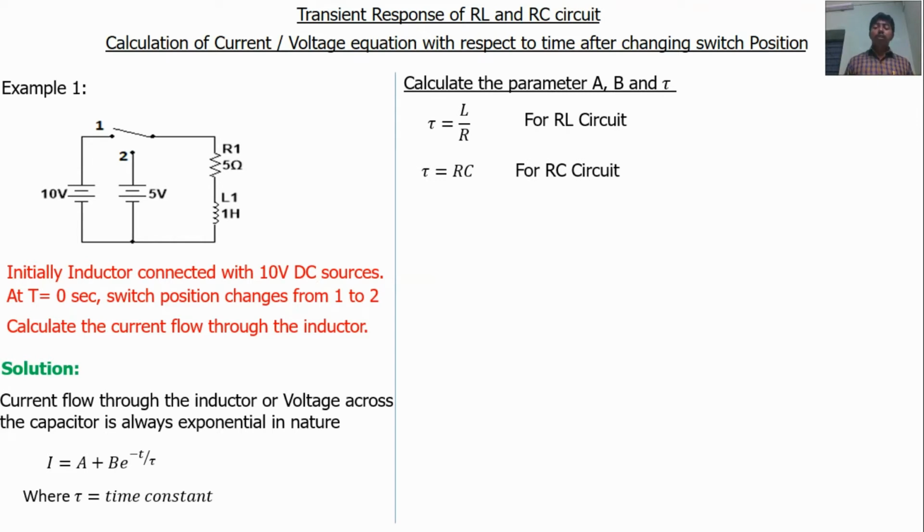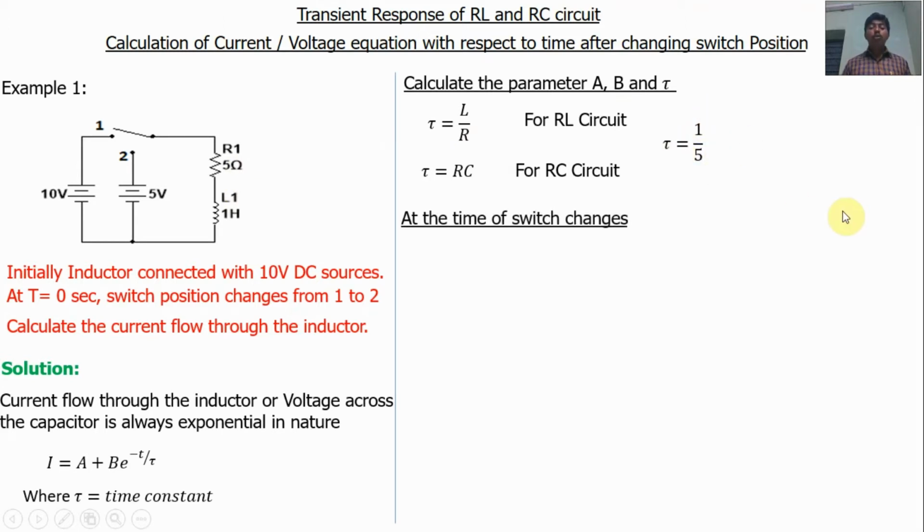Okay. If there are multiple resistors in the circuit, how to calculate the time constant? If there are multiple resistors in the circuit, we just have to convert the circuit into an equivalent Thevenin circuit. The Thevenin circuit will have only one resistor and one load. The load may be an inductor or capacitor. Okay. So if your circuit has multiple resistors, convert it into a single resistor circuit by using Thevenin's theorem. Okay. For this circuit, L is 1 Henry, R is equal to 5 ohms. So tau is equal to 1 by 5.